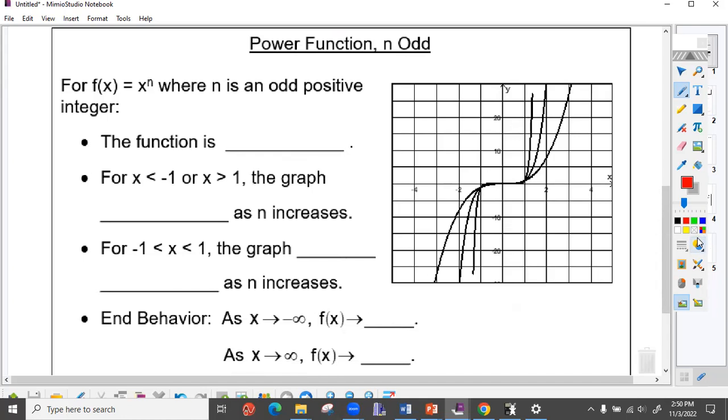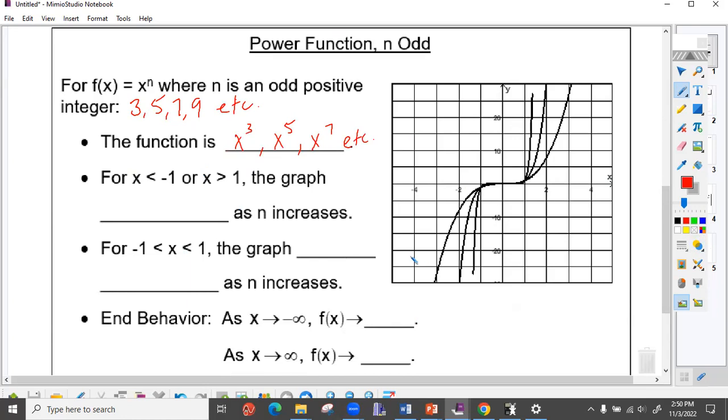Power function and odd. So now, what if n is odd? Okay, so our odd numbers are 3, 5, 7, 9, etc. There isn't a cool one that goes with that, so just end it like that. Don't force it. So the function would look like x to the third, x to the fifth, x to the seventh, etc. Right?